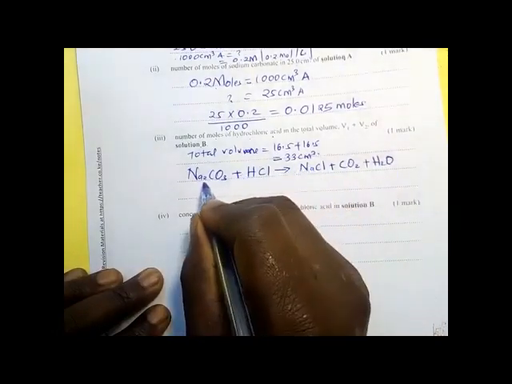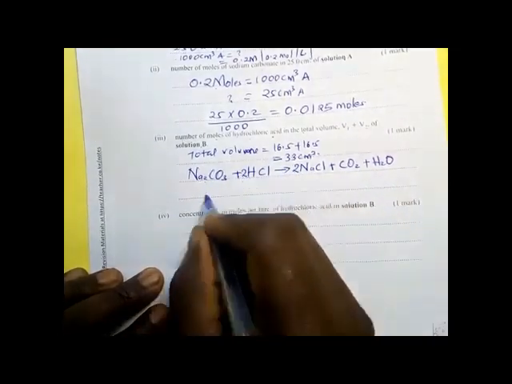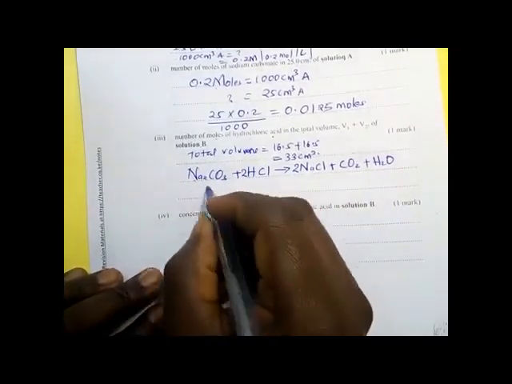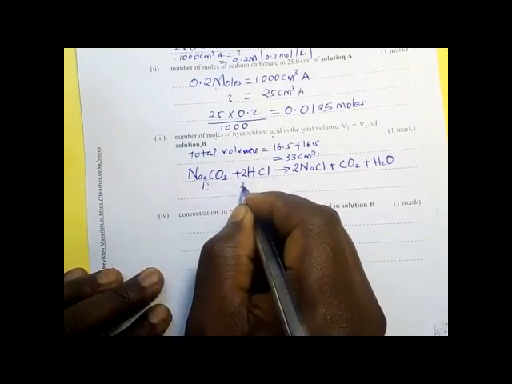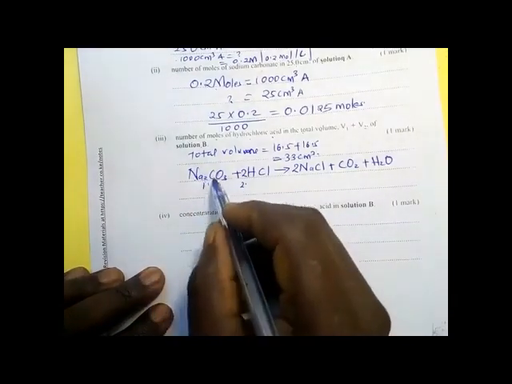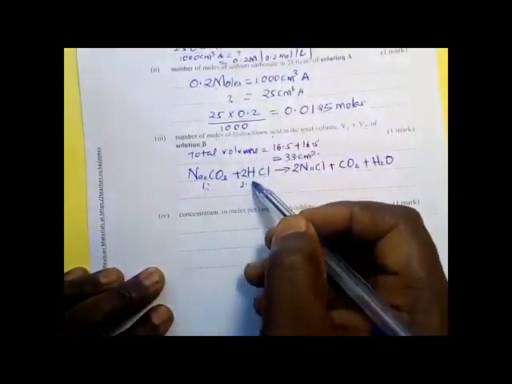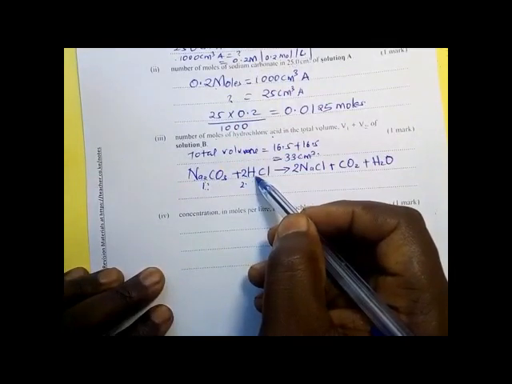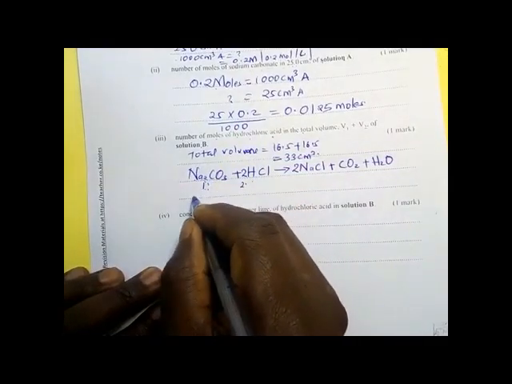But we will balance, because these 2 here, we will put 2 here, we put another 2 here. So the ratio for the carbonate and HCl is 1 and 2. Right? But we know the number of moles of the carbonate from here, the number of the carbonate that reacted with this HCl, the degree of it.